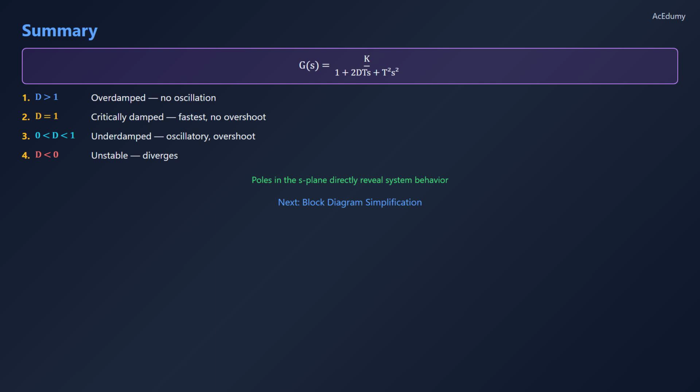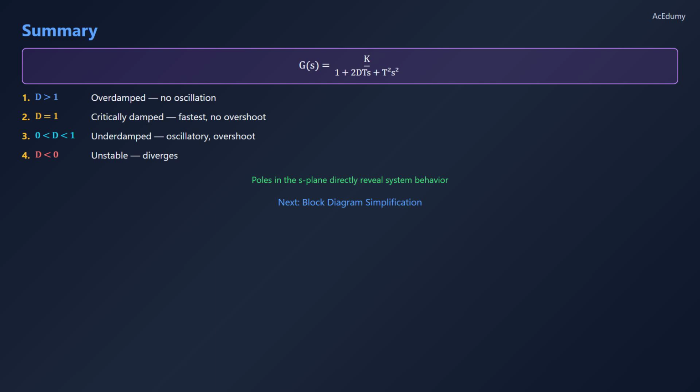Let us summarize. The second-order lag has transfer function k over 1 plus 2DTs plus T squared s squared. The damping ratio D controls the character of the response. D greater than 1 gives overdamped behavior with no oscillation. D equals 1 is critically damped, the fastest without overshoot. D less than 1 is underdamped, oscillatory with overshoot. And D less than 0 means instability.